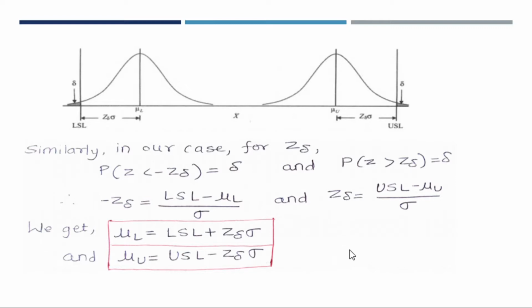Note that the negative sign in case of minus z delta denotes that this value will lie on the left side of the standard normal distribution. Further, using this expression, we obtained mu L equal to LSL plus Z delta sigma and mu U equal to USL minus Z delta sigma.